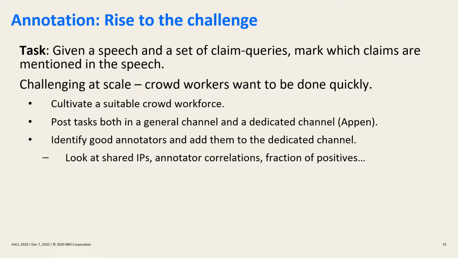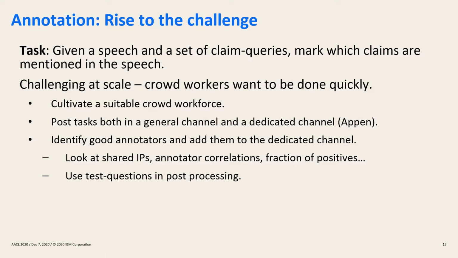To identify the good annotators, you can look at things like shared IPs. It's one of the things we've noticed, that when you have two users from the same IP, the annotation tends to be suspiciously similar. You can also look directly at the correlation between the annotators. If they annotate the same, then maybe it's the same person or two persons sitting by each other and doing the work together, or by the fraction of positives if it's very different from what you'd expect, and so on. In a paper by Tamar Levy and others, this is explained in detail.